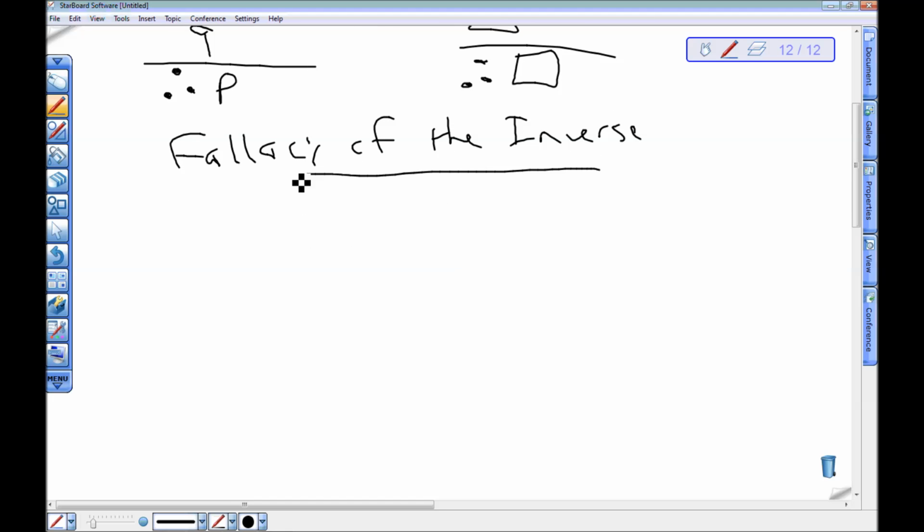That's an invalid argument. Okay, similar to the fallacy of the converse, we have the fallacy of the inverse. This is if I have the premise, if P then Q, and also the premise not P, it is not valid to conclude not Q. Okay, so if P then Q, not P, therefore not Q, that is an invalid argument.